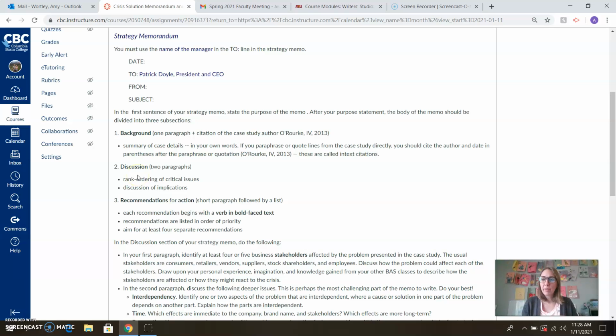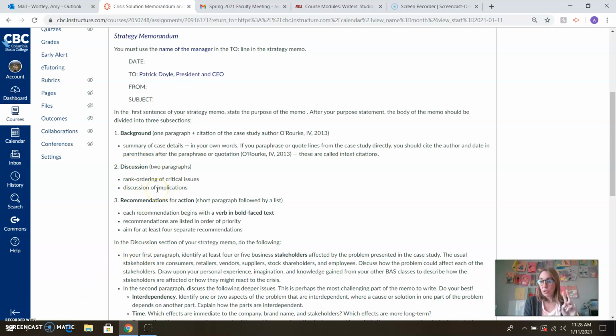Then there is some discussion of the case. We want to rank order the critical issues and discuss the implications. If you need a little bit more detail about this, refer back to our first discussion board this week where we were working on composing each of the pieces of the memo. There's a lot more detail in that discussion board. So if you're curious about any of these sections, go back to that discussion board, look at those in detail, types of outlines for what needs to be included.